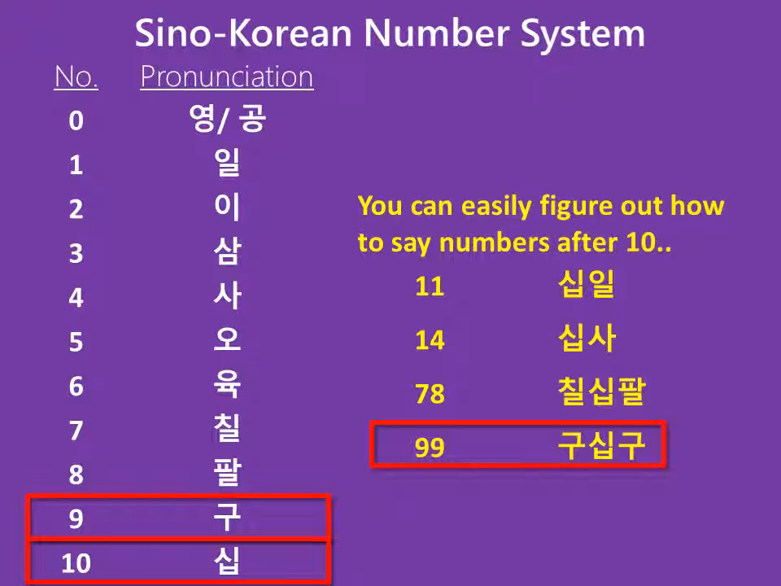And 99, 90, 9, 99, okay? So you can now understand that as long as you know how to pronounce 1 to 10, then you can easily figure out the rest of the numbers up to 99, okay? So very, very easy. Now let's move on to bigger numbers that you are likely to use when it comes to price.